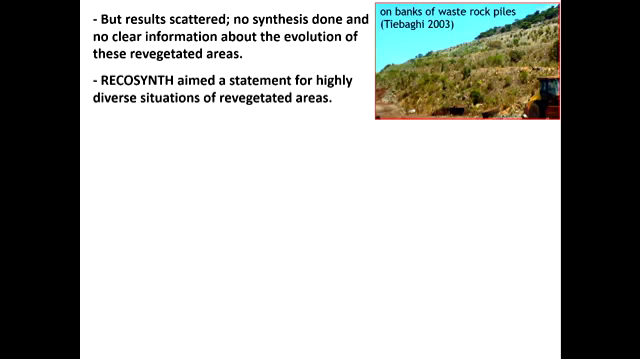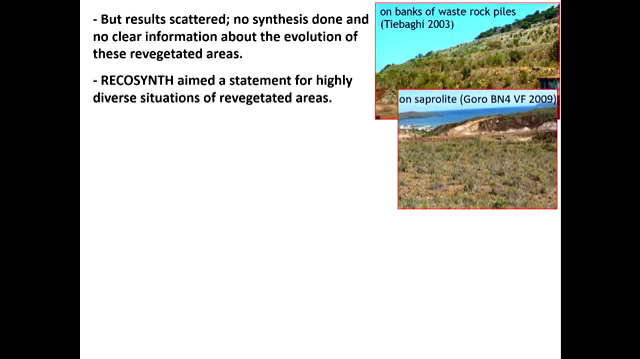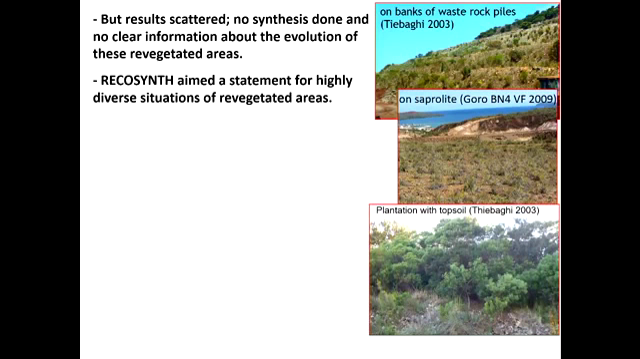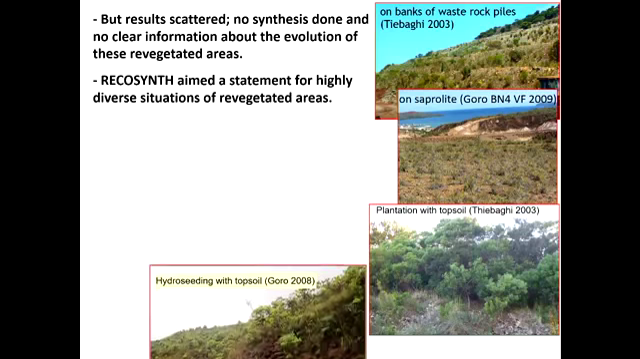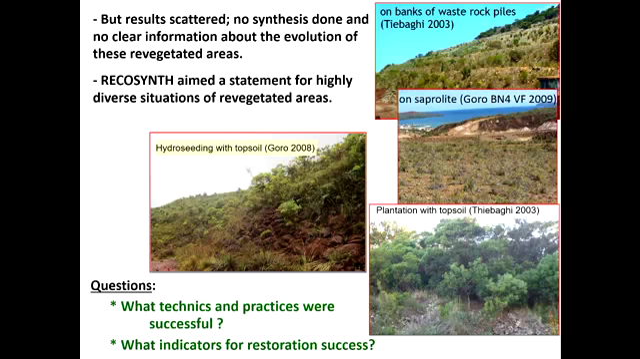Vegetation on banks of waste rock piles. Here, vegetation on flat area on saprolite. Vegetation on topsoil with plantations, and hydroseeding with the topsoil. The questions addressed here are what techniques and practices were successful, and what indicators could we use for the evaluation of restoration success.